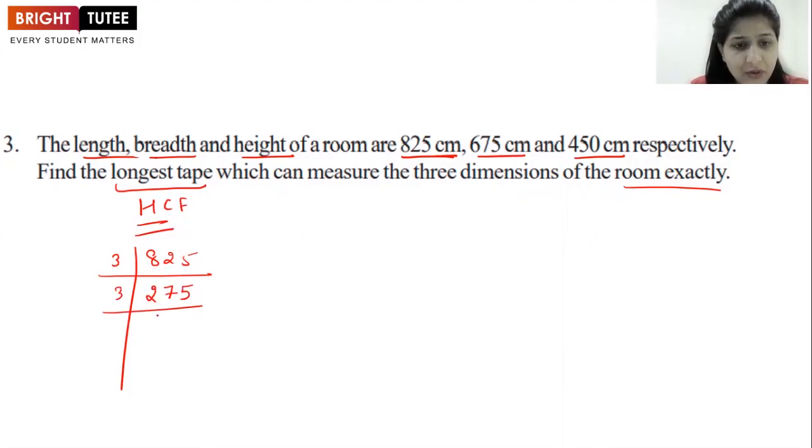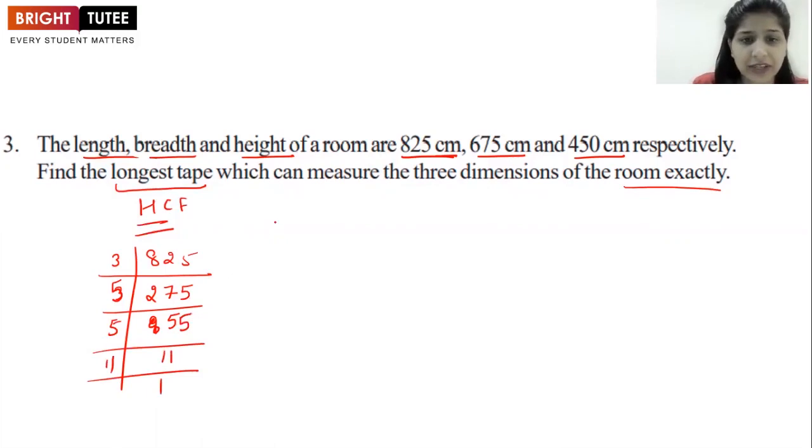Again with 3, when we go, 3 9s are 27, it is not divisible. So we should go with 5. 5 5s are 25 and then 2 is left, so 5 5s are 25 again. So we get 55. Then with 5 again we will get 11. So these are the prime factors of 825.